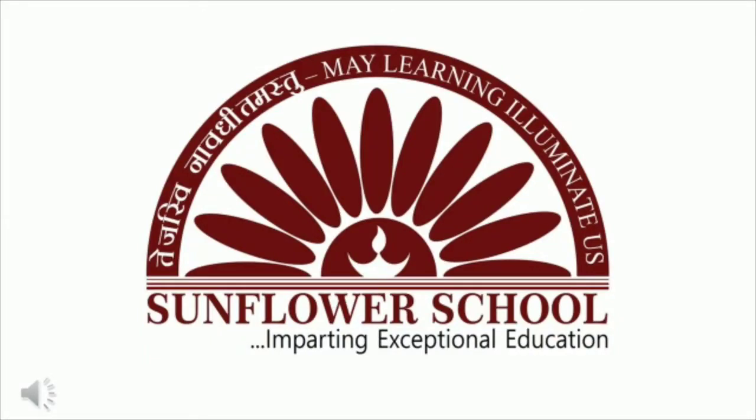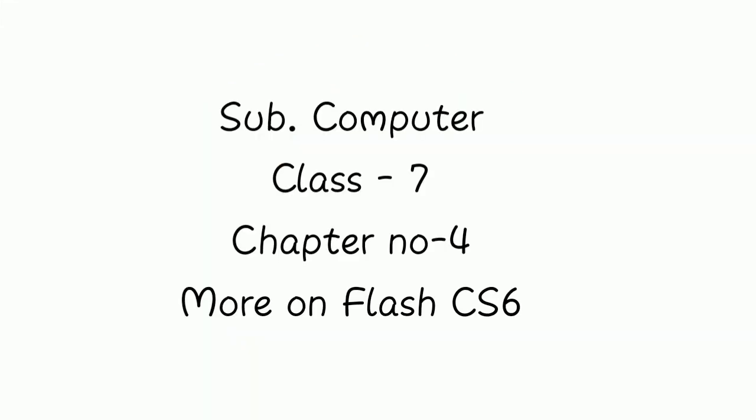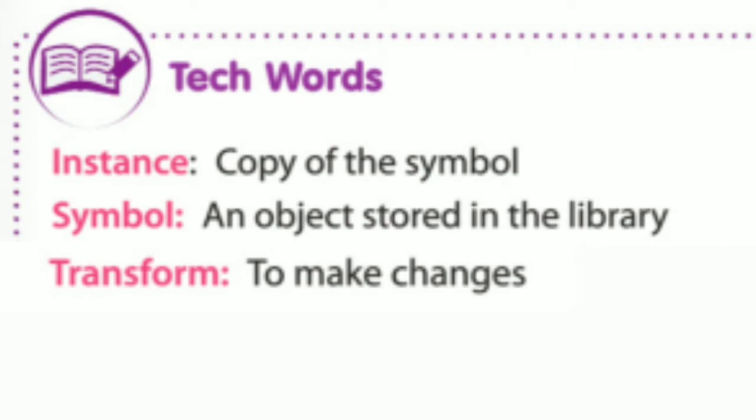Welcome to computer class. Today we are going to start our chapter number 4, more on Flash CS6. Let's start with hard words. Instance means copy of symbol. Symbol means it is an object stored in the library, as we have shapes in Paint, where they have the same shape, same texture, in the same way we have symbols. And transform means to make changes.